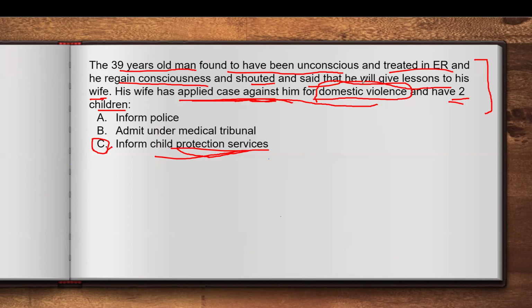Currently, this patient does not have any access to weapons. We do not see that. He did not say that I will kill my wife or something. He just said I will give lessons to wife. Wife has already applied case against him, so the process is, you can say, under progress. So right now the important thing here is there are two children. We need to inform the child protection services.